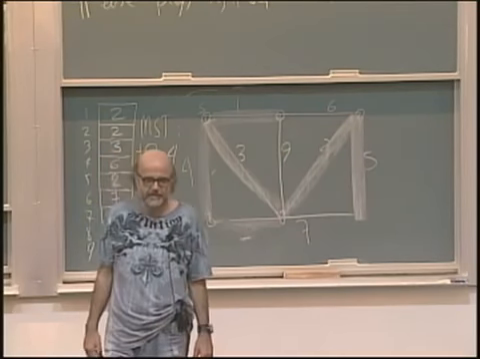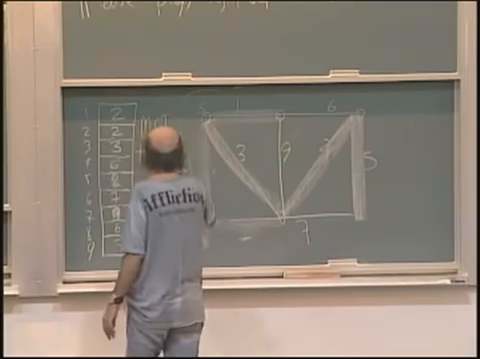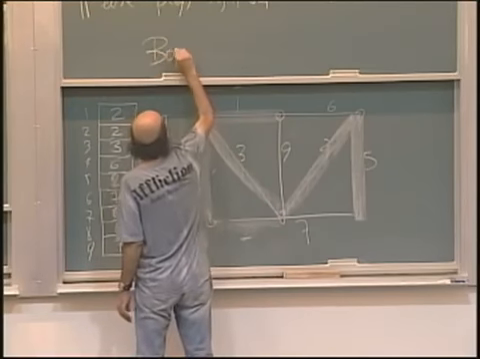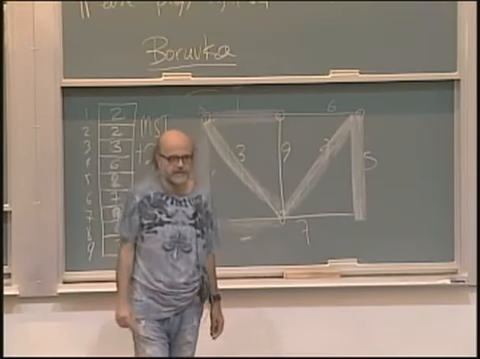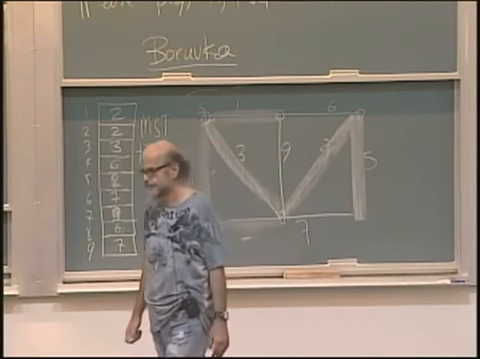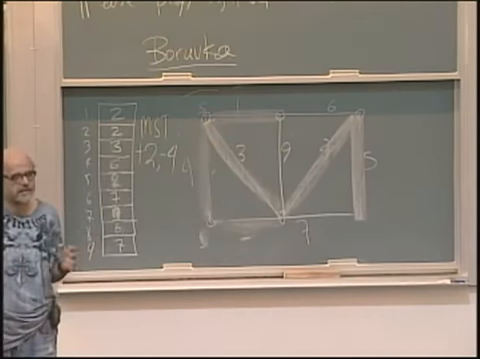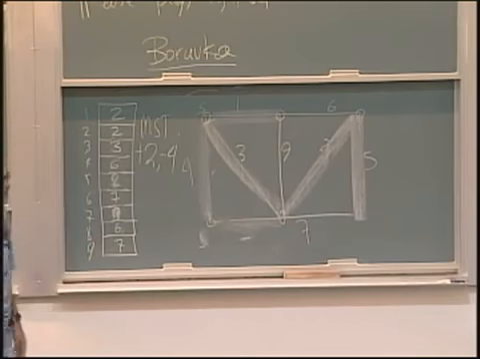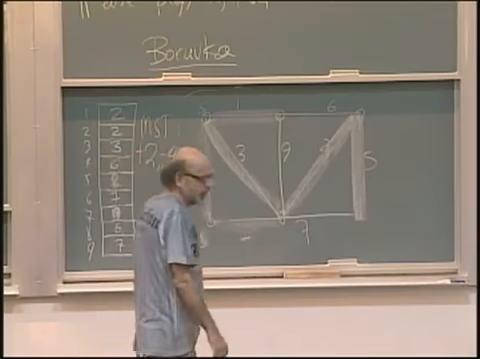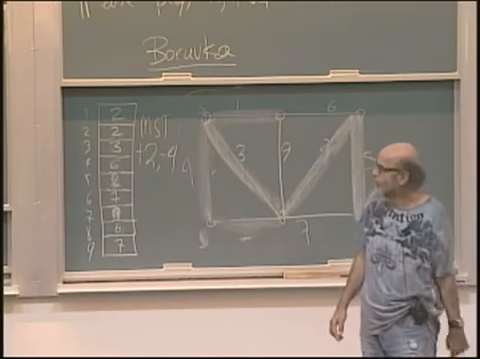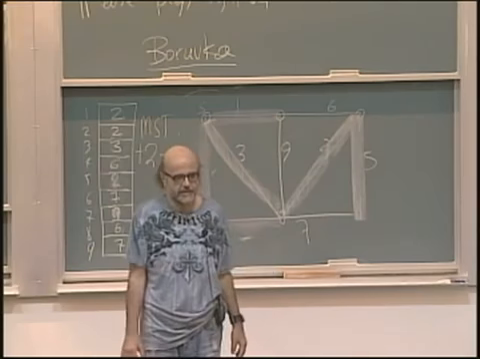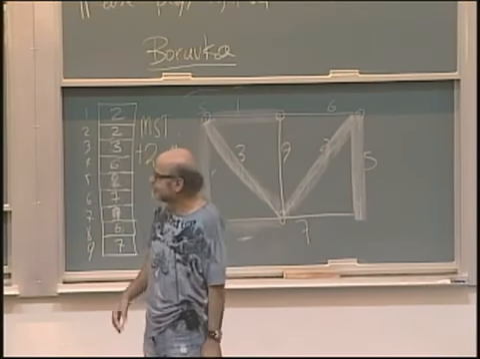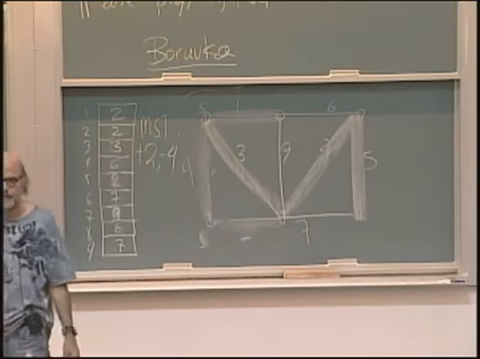A Czech guy called Borůvka, a Czech electrical engineer. He was eager to optimize his company's grid, and therefore he came up with an algorithm for the minimum spanning tree. And did he take advantage of the cut property? Of course he did, and he did it in a completely different way.